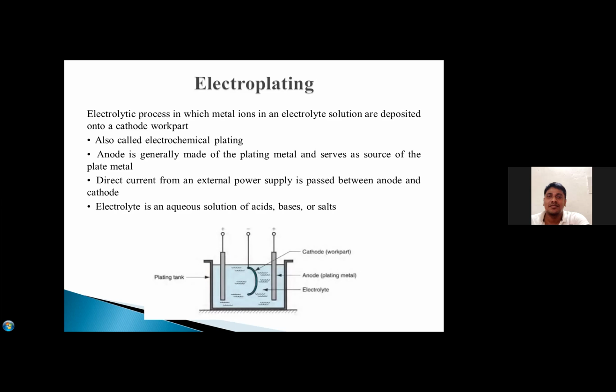The anode is generally made of the plating metal and serves as a source of the plate metal. Direct current from an external power supply is passed between anode and cathode. The electrolyte is an aqueous solution of acid, base or salts.